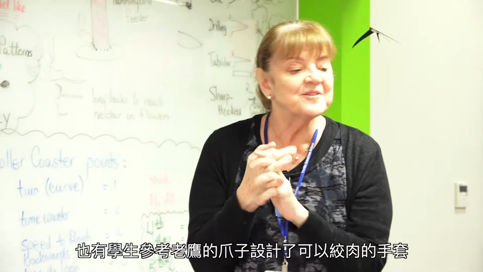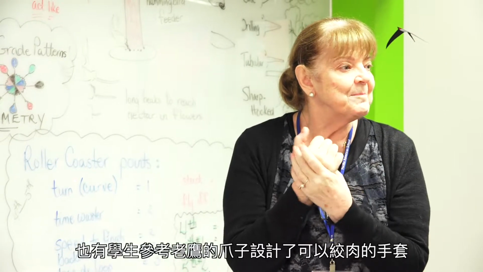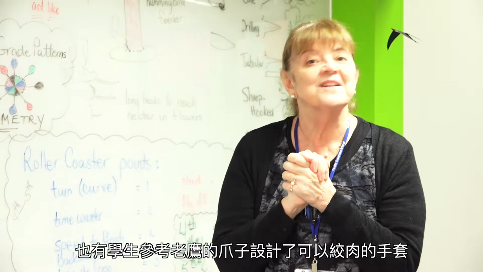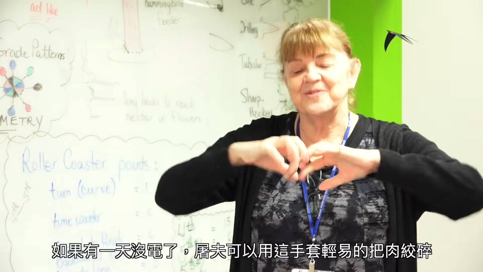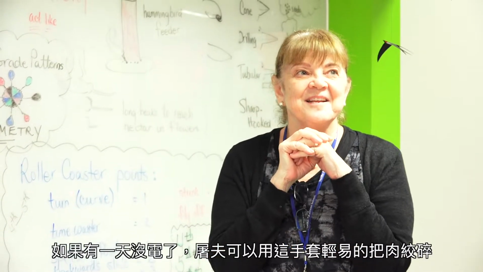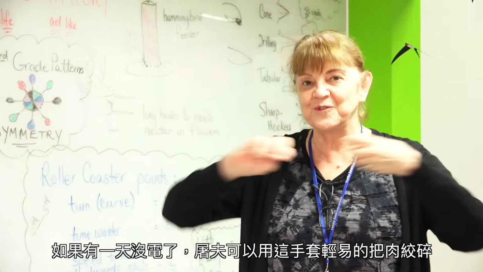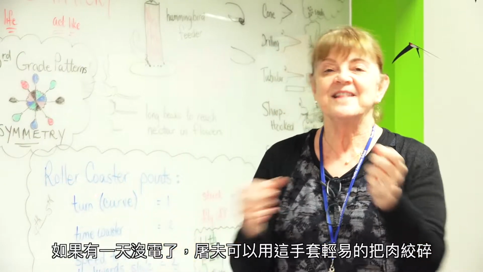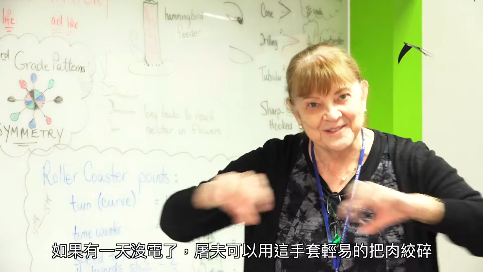We have other students who are building a meat shredder based on the claws of an eagle, so that if the electricity goes down and the butchers don't have their tools for shredding meat in a hamburger, they can put on their meat shredder gloves and shred meat.